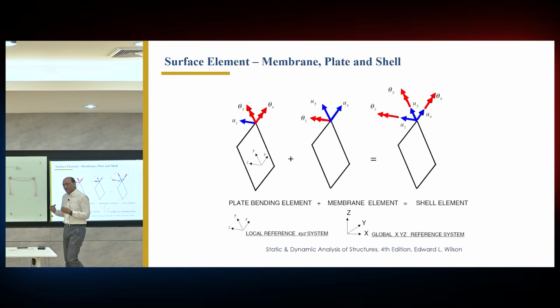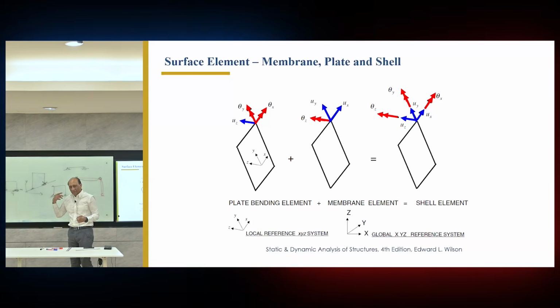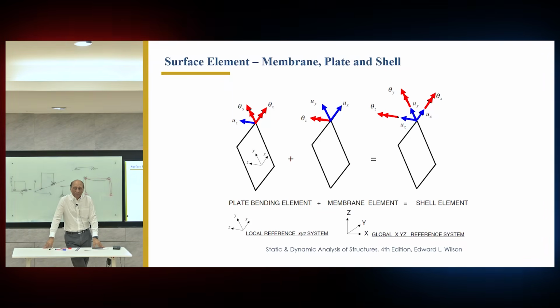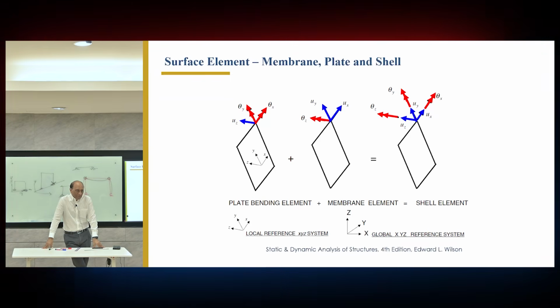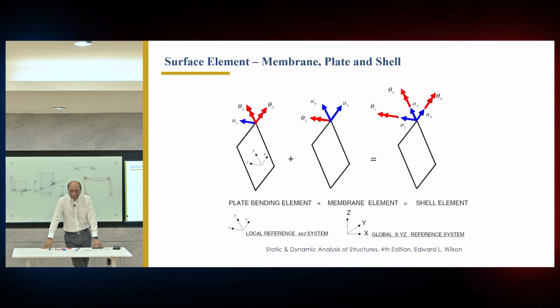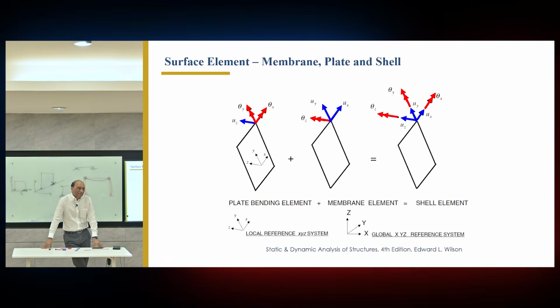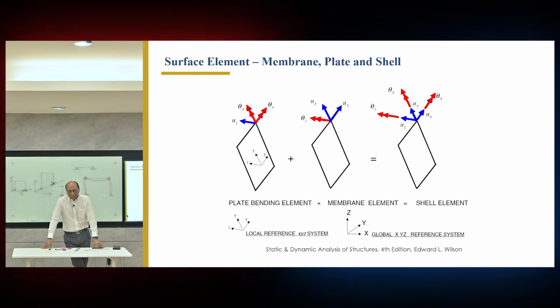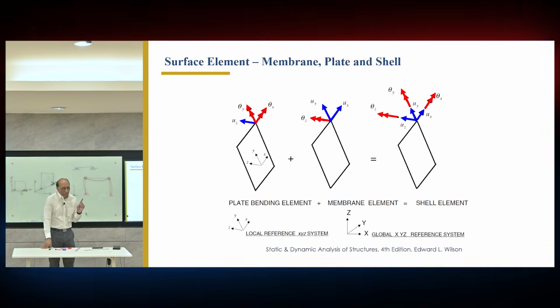So once again, people started with even less than this. This started with 2 degrees of freedom, the plane stress and plane strain problem. Then came the plate bending problem. Then came the membrane problem. And then finally, the shell problem. So this is important, and I will show you why.